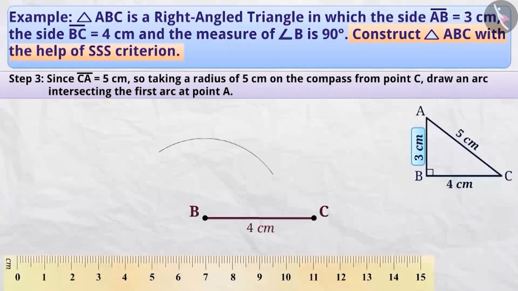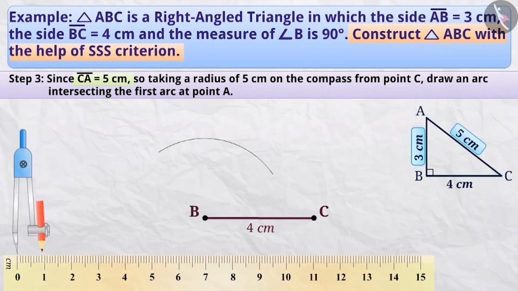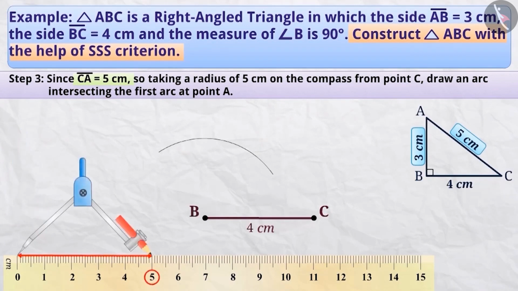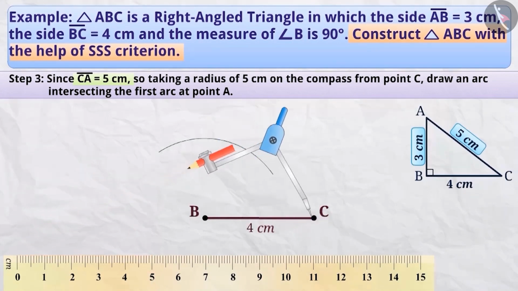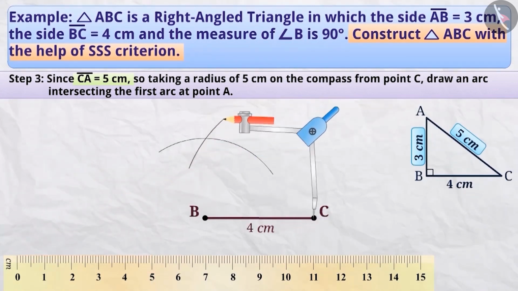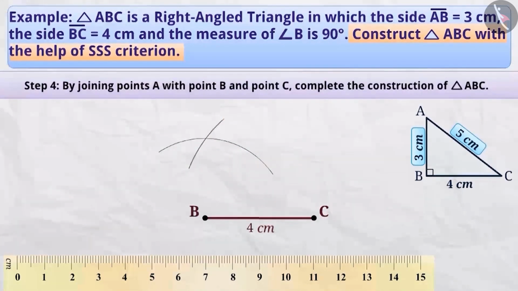Step 3. We know that the length of the side CA is 5 cm. This means that point C is at a distance of 5 cm from point A. So now, we will measure 5 cm with the help of a compass. Assuming point C as the center, we will draw an arc. Step 4. Both the arcs intersect each other at a point. This is the point A. Therefore, we will mark A at the point.